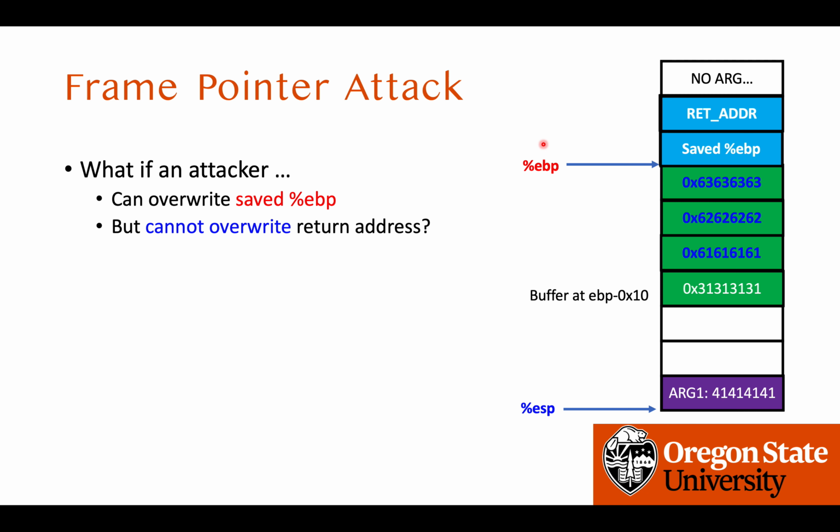Next is the frame pointer attack. What if the buffer overflow vulnerability lets the attacker overwrite the saved EBP but not the return address? For example, the attacker can overwrite the saved EBP, but the length that the attacker can overwrite ends here, so the attacker cannot overwrite the return address to the getShell function. In such a case, can we still run the getShell function?